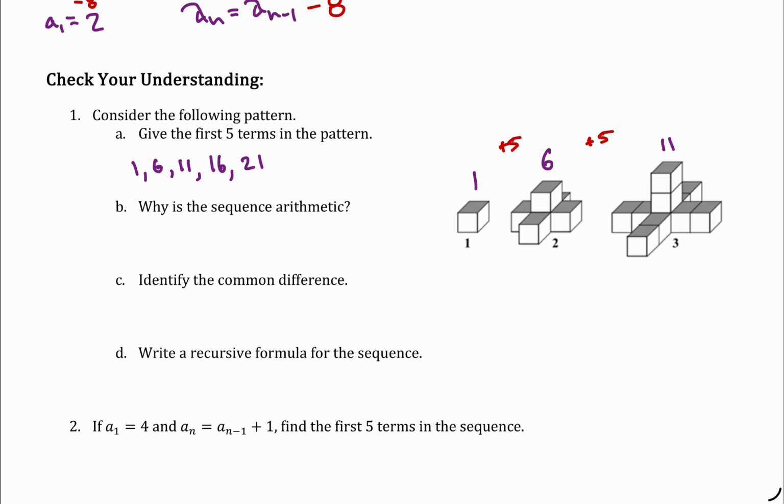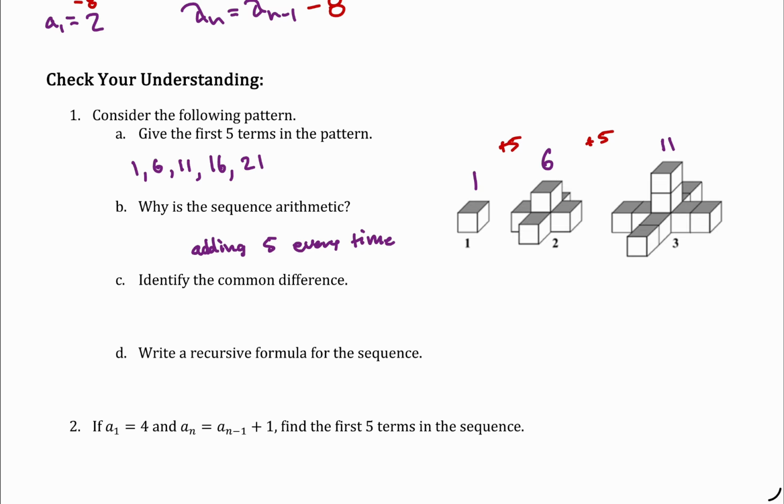Okay? So why is this sequence arithmetic? It's because we're adding 5 every time. If there was no pattern, like if there was no way to connect these numbers, then it would not be arithmetic. It would just be a sequence. It would just be a list of random numbers.